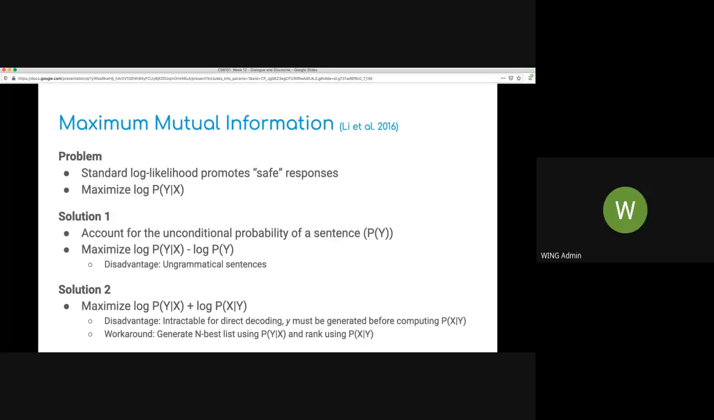I can't see your cursor, but maybe other people can. Oh. Yeah, you need the pointer. Can you see my cursor now?